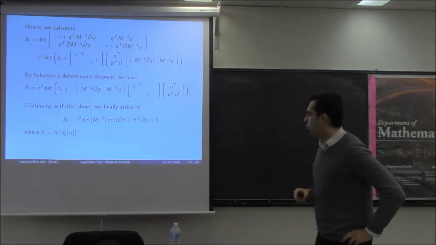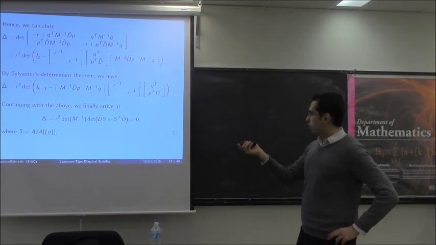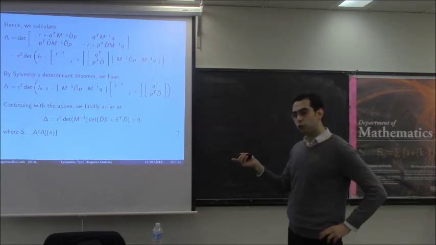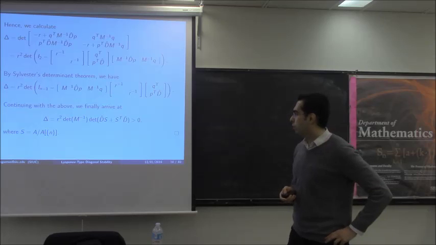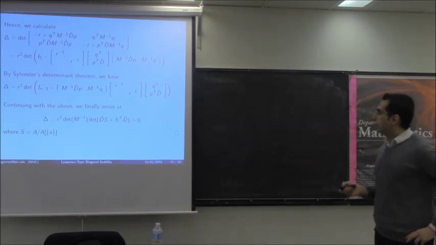S is the Schur complement of A n in A. This is a positive number because r squared is positive. Determinant of M inverse is positive because M inverse is a positive definite matrix. And the other determinant is also positive because d hat is a solution for the Schur complement of A n in A. So we finish the proof here.